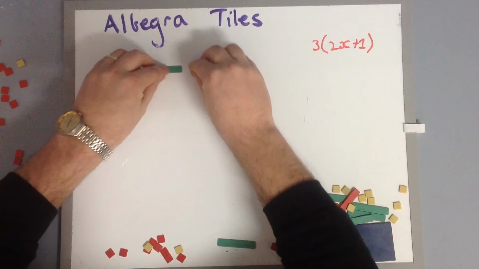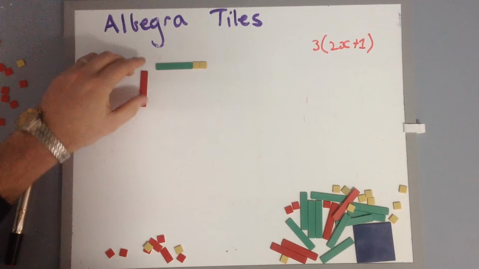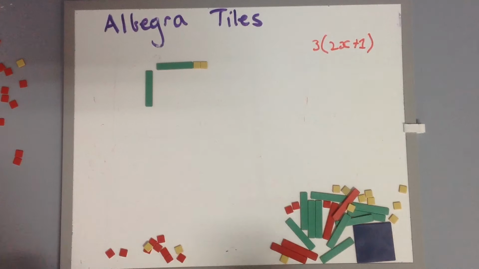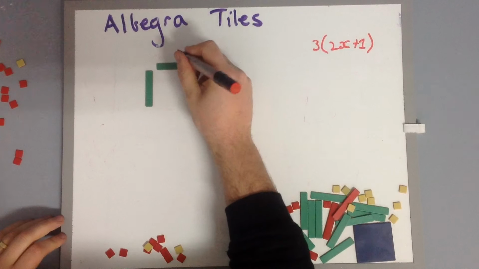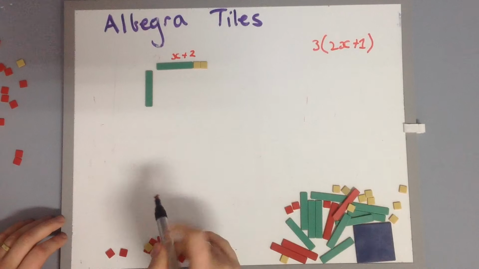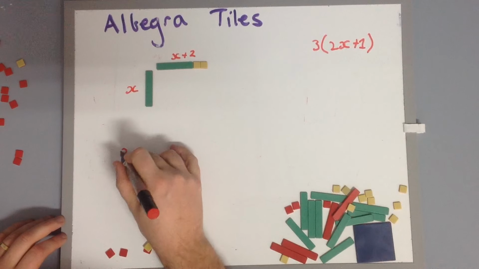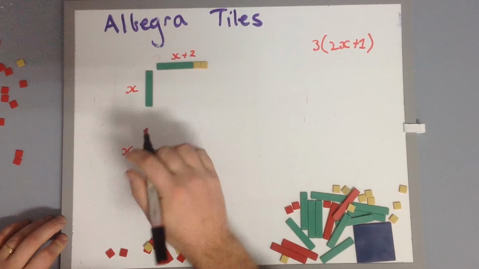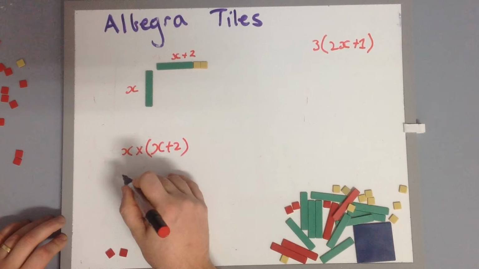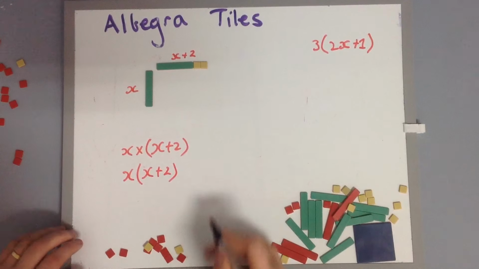So we can have something that looks like this. This time we've got our x plus 2 up the top, but instead of having a number at the front, we've got an x out the front. So what we're trying to do is expand x times x plus 2, which can be written just as x outside of x plus 2. So we want to expand that out.